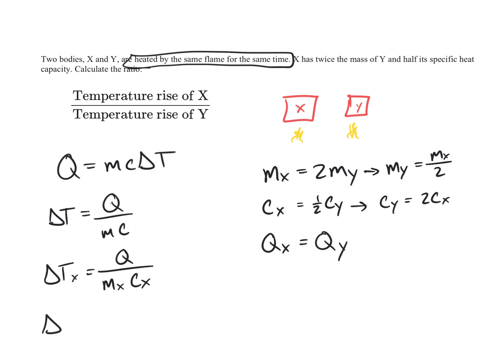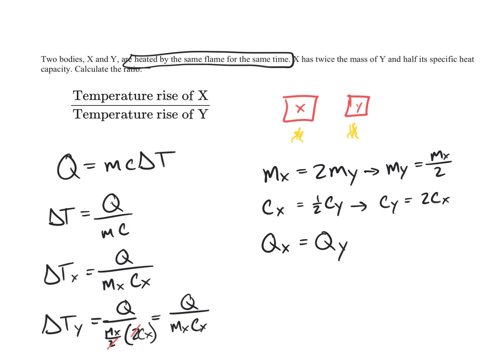So in terms of the change in temperature of Y, this is also going to be Q, and this is going to be the mass of Y, which is the mass of X divided by 2, and the specific heat capacity of Y, which is going to be 2 CX. Those 2's are going to cancel out so that I can then say the change in temperature of Y is going to be Q divided by MX times CX.